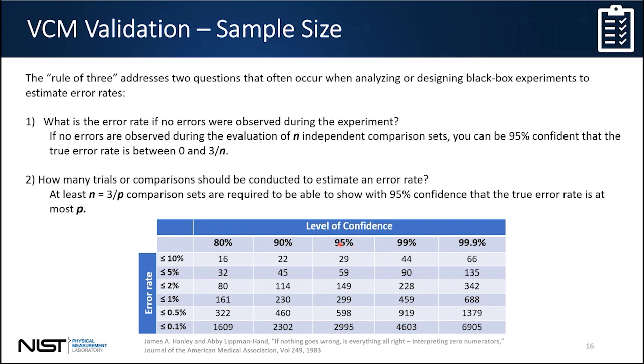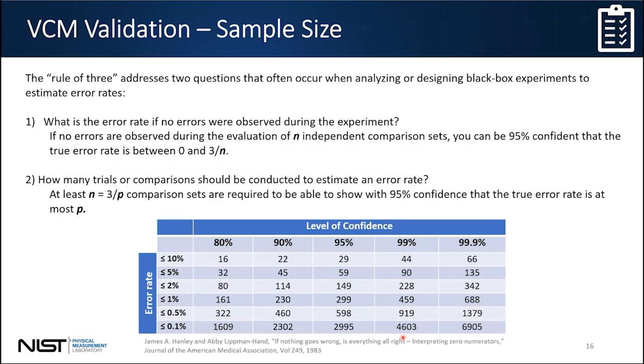Of course not. So in statistics, the rule of 3 addresses the 2 questions that are typically asked when you want to look at sample sizes. One is, what is the error rate if no errors were observed during the experiment? If you make 0 errors, what can you say about your error rate? Definitely you can't say 0, you just haven't sampled it enough to reach that error. Another way to reword it is, how many trials or comparisons should be conducted to estimate an error rate of something? So in a very simple formula, if you take 3 divided by the number of comparisons, you get the expected 0 to whatever % error rate you're trying to achieve.